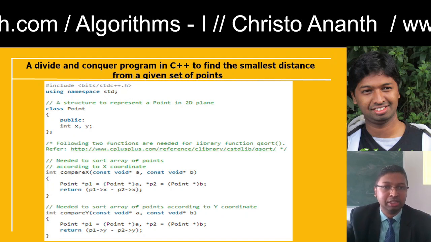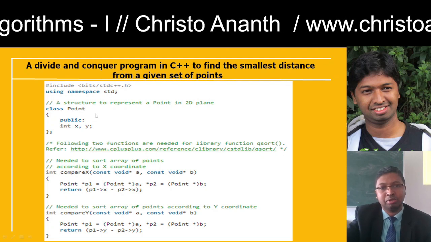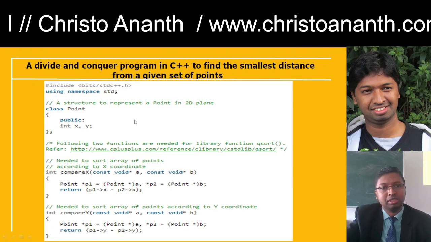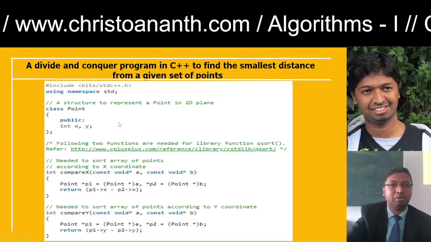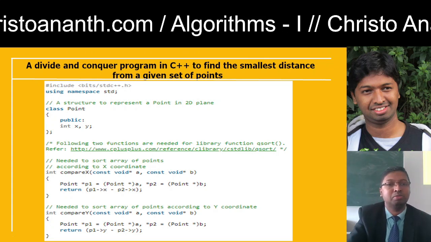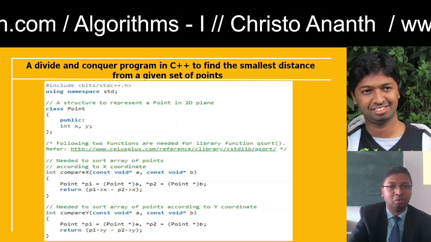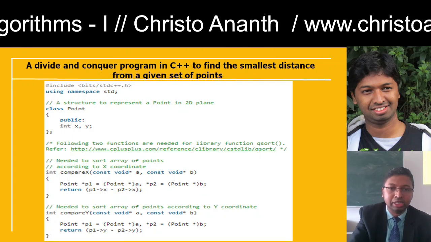So you have #include <bits/stdc++.h> and using namespace std. This is a structure to represent a point in the 2D plane. So class Point, you are going to specify the public data members x and y. Then you are going to sort the array of points.